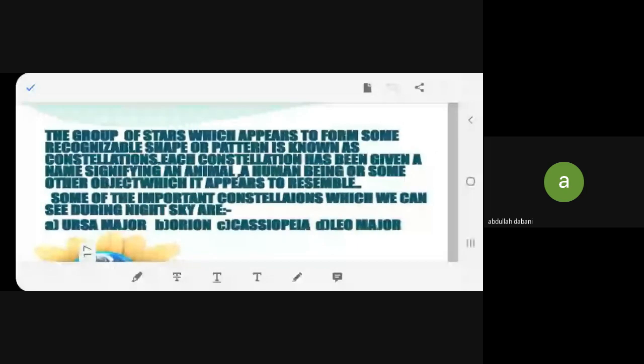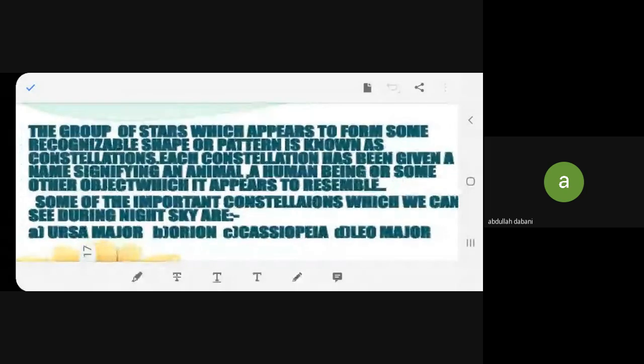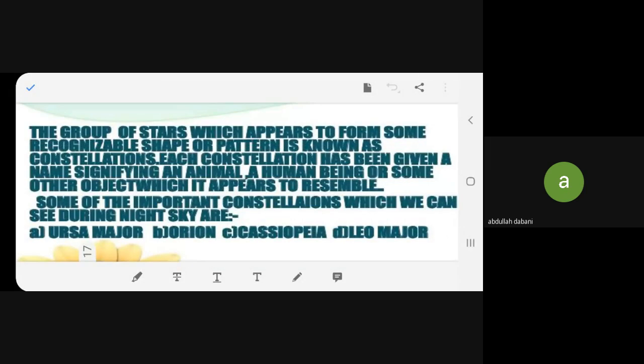Can you explain better? You have read it already. I've also defined it. Can you tell me what is a constellation? Can anyone explain constellation better?